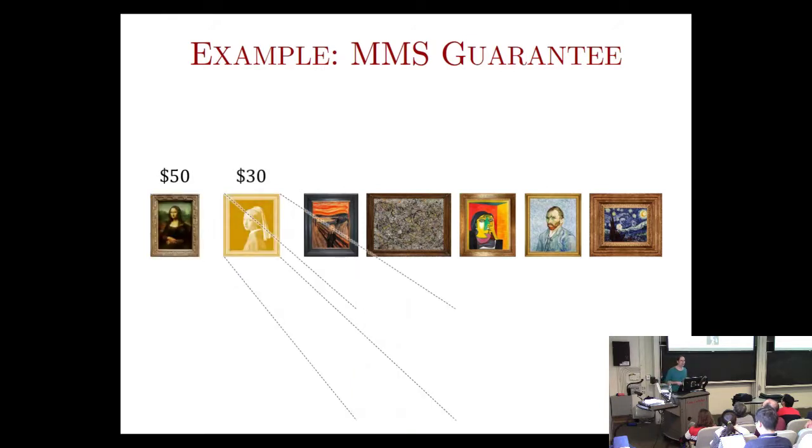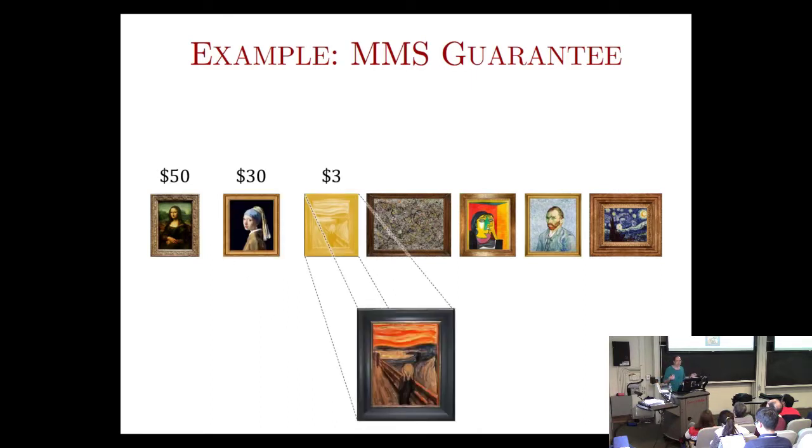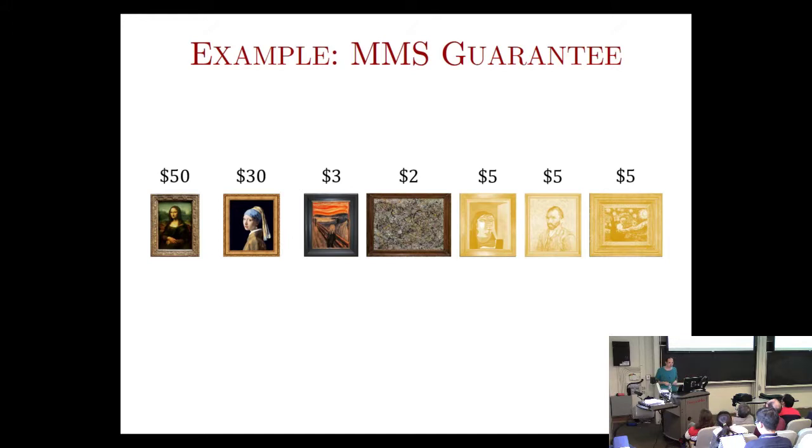Girl with the pearl earring, also a beautiful picture. Maybe it's like $30 billion instead of $30. The Scream, it's an interesting picture, but maybe not something you would want in your living room. So $3. This is actually a Jackson Pollock painting, but it looks like garbage. So $2. And then maybe $5 for the Picasso and the Van Goghs.